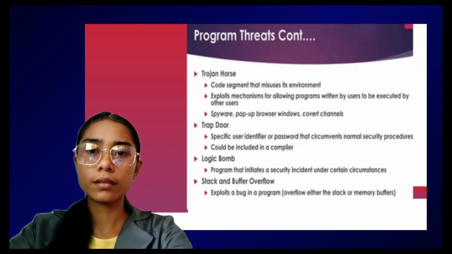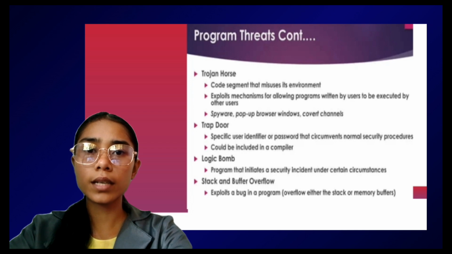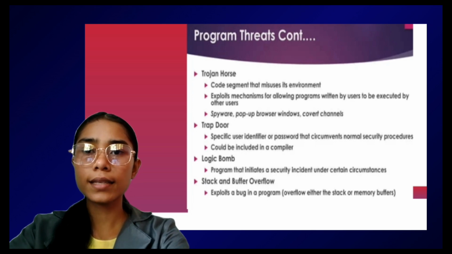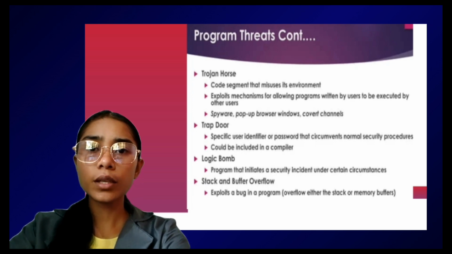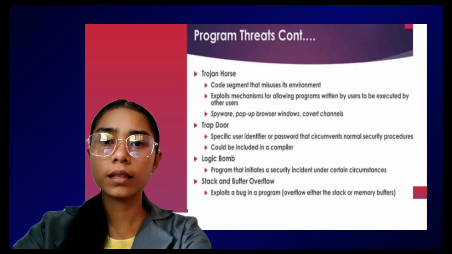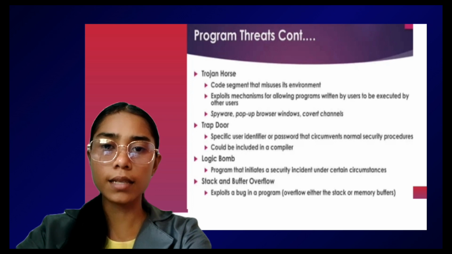Trojan horse: a code segment that misuses its environment. Exploit: a mechanism for allowing programs written by users to be executed by other users. Spyware: pop-up browser windows, covert channels. Trapdoor: a specific user identifier or password that circumvents normal security, which could be included in the compiler. Logic bomb: a program that initiates a security incident under certain circumstances.